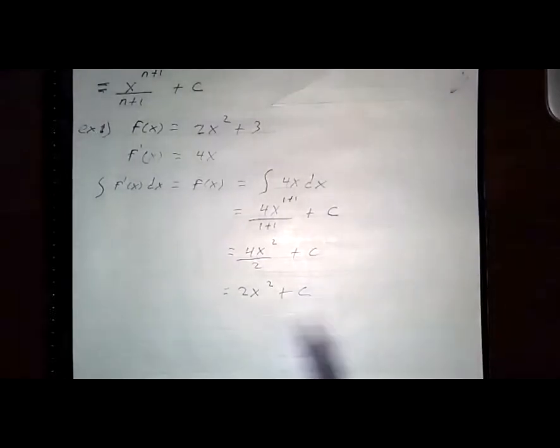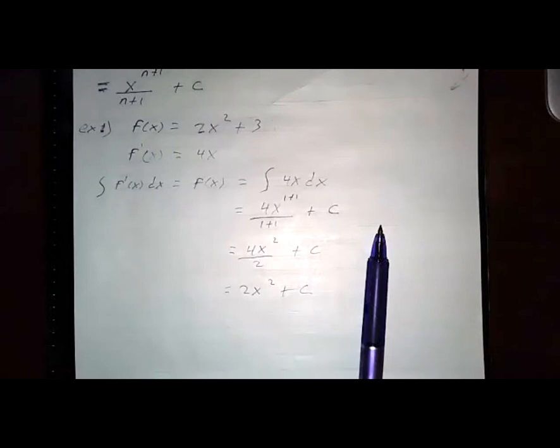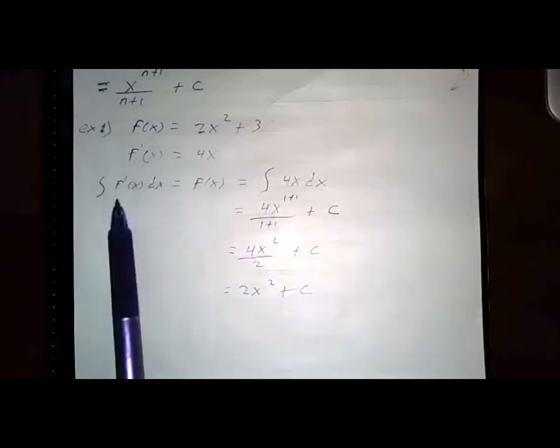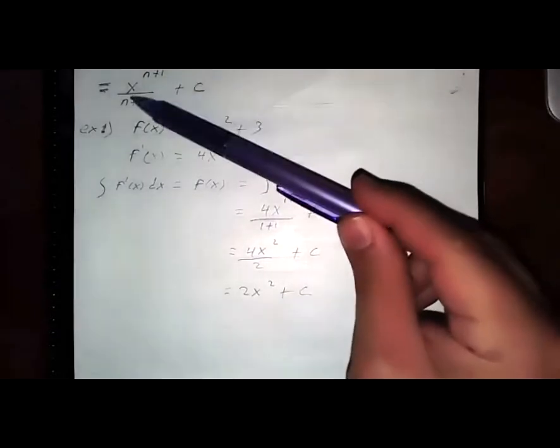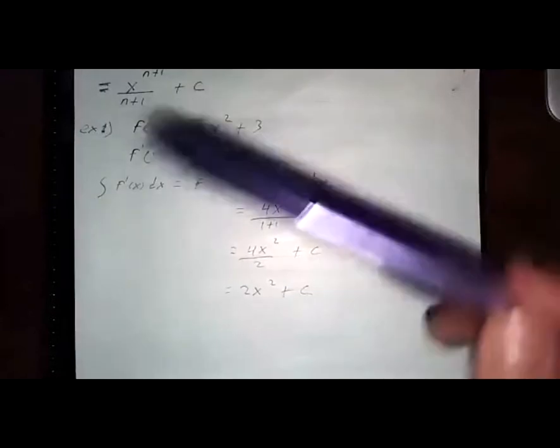You can't find the c without having more information. Like in a real life physics problem or engineering problem, you would be given something like temperature or a starting time or initial velocity. Then you could find c. But this is the basic rule that we're going to be using. Just add 1 to the power that you're given and divide by that result. That's all we're going to do. Okay, so let's start some homework questions.